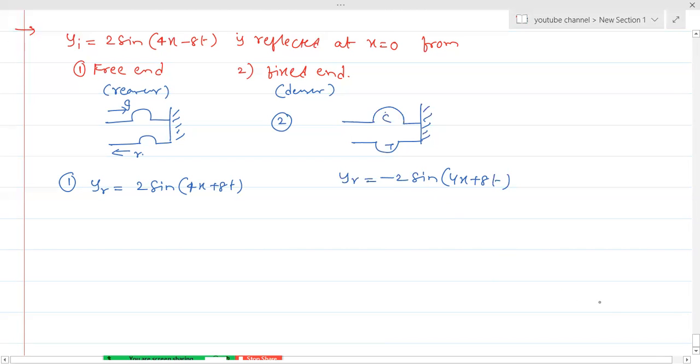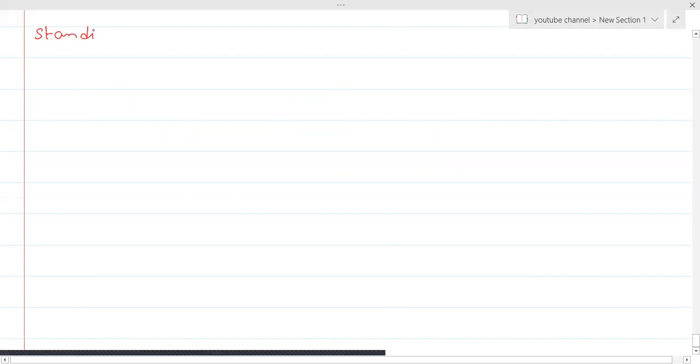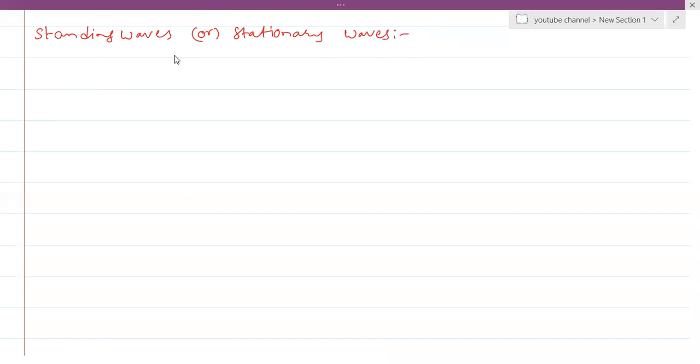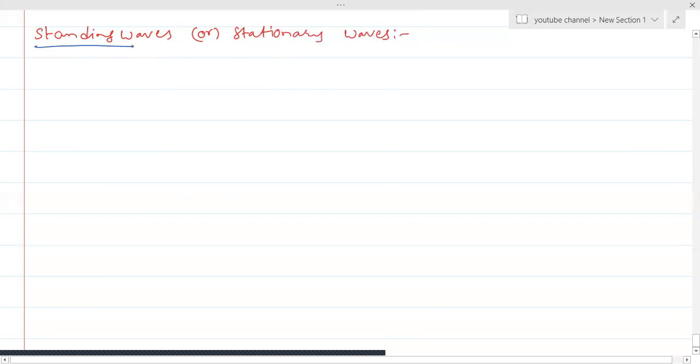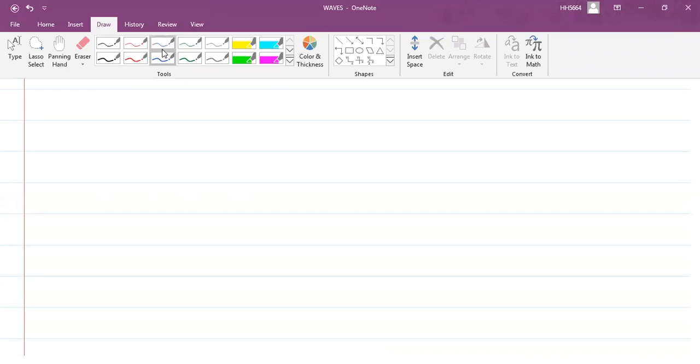So now we will understand standing waves, or as we used to call them, stationary waves. So actually, we will understand the situation here.